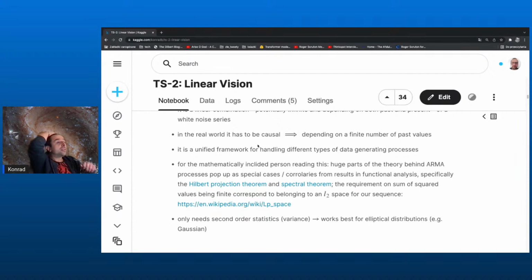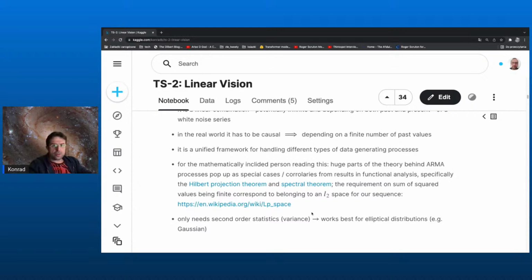Super quick crash test overview for those interested in the math behind it. Hilbert projection theorem explains why we can construct forecasts for ARIMA series the way we do. Spectral theorem, again, the result from functional analysis, you have links underneath, explains when things are stationary, and then the whole thing with the sum of squared values being finite, etc. That means there's a certain L2 space spanned by the values of our series. Again, link. Good luck on the journey down the rabbit hole.